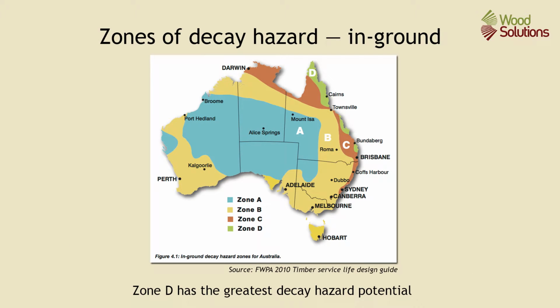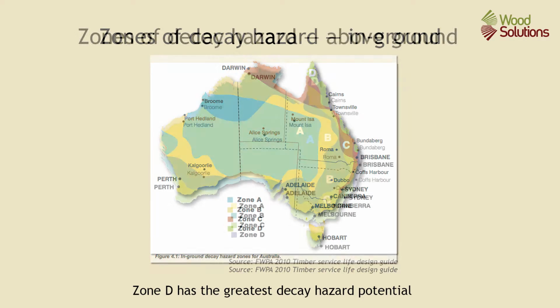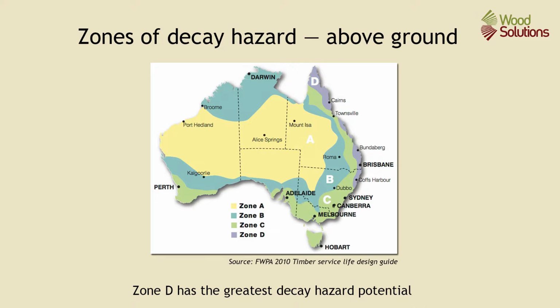Decay hazard varies with the moisture and temperature conditions found around Australia. These effects have been studied, and the country has been mapped into 4 zones from the most to the least hazardous for decay. This map shows relative decay hazards for timber used in ground contact. Zone D is the most hazardous, and this is found in the hot, wet tropical areas in Queensland. Zone A is the least hazardous, and this is generally the dry area of inland Australia.